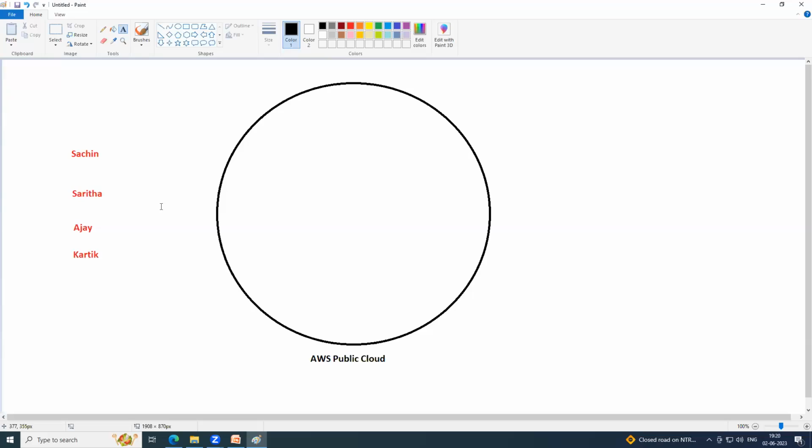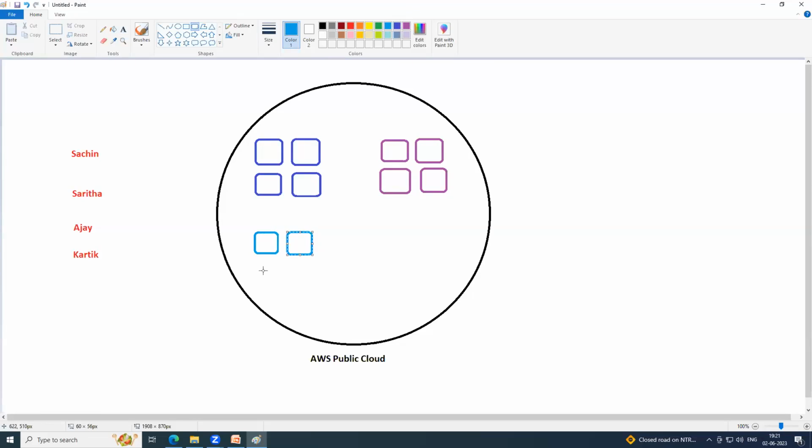What they want to do is set up servers in AWS. So they went and launched their EC2 instances here. I'll take your questions, hold on, let me finish this. Sarita also went and launched her machines, and they are here. Same way, Ajay also went and launched machines, and Karthik also launched his machines.